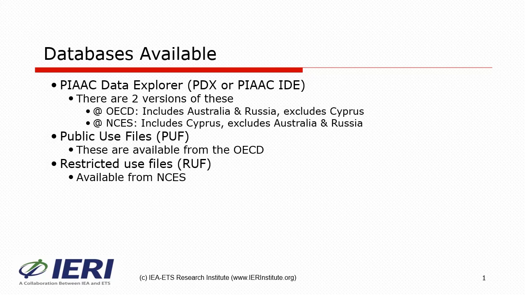There's also the public use files, called PUF. These are available from the OECD. And the restricted use files, also called RUF, and these are available from NCES. In separate videos, we give you information about how to access and download this data.